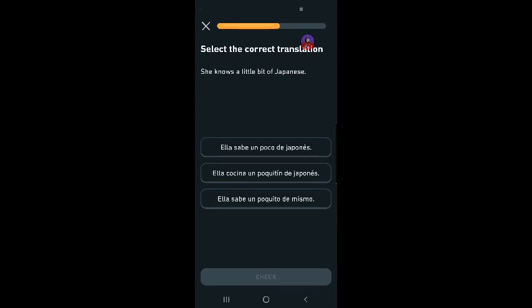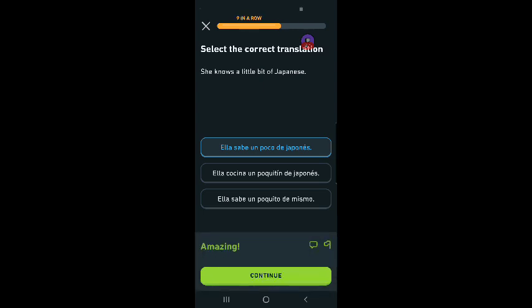She knows a little bit of Japanese. Ella sabe un poco de japonés. Say that's right. She knows a little bit of Japanese. No, the first one is right. She knows a little bit of Japanese. Ella sabe un poco de japonés.